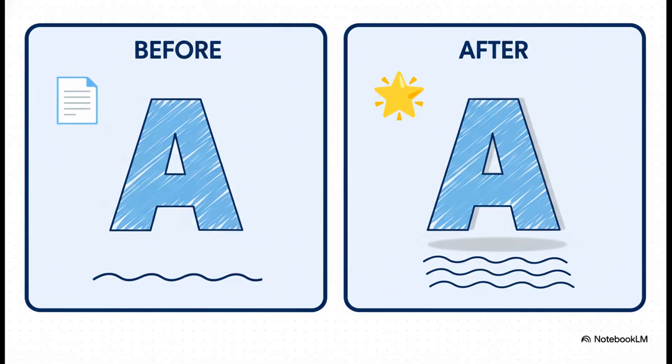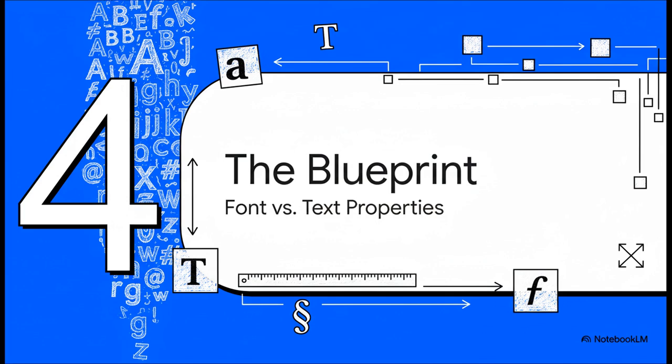And for our last trick, let's add a little bit of polish with text shadow. A subtle shadow can kind of lift the text right off the page, helping it stand out and improving the visual hierarchy, especially if you have a busy background. Okay, that was a lot of properties, so let's wrap this up with a really simple way to think about all of them. Let's look at the blueprint for font versus text properties.